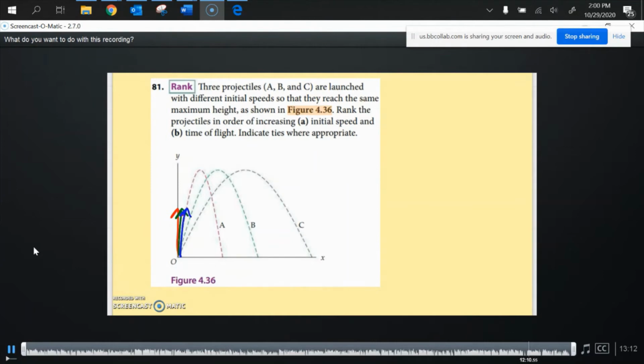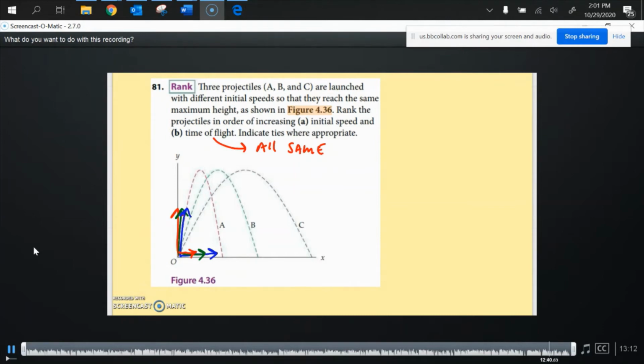Now here's the thing, C goes a lot farther, so that must mean that it has the biggest x velocity, and B must be in the middle since it doesn't go as far, because they're all going to be in the air for the same amount of time. Why? Because they all went up to the same height. So time of flight, they're all the same. So if they're in the air for the same amount of time, then they must be going faster. C must be going fastest. That's how it gets farthest.